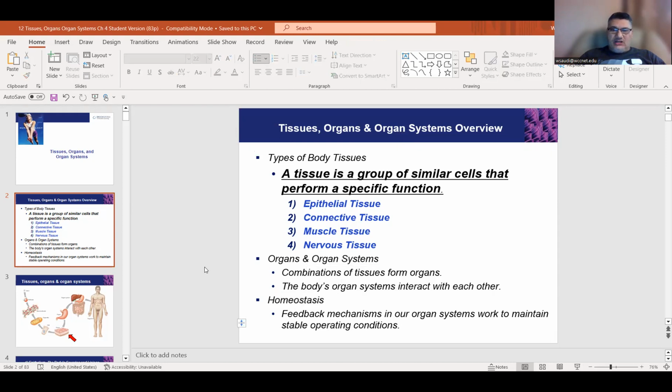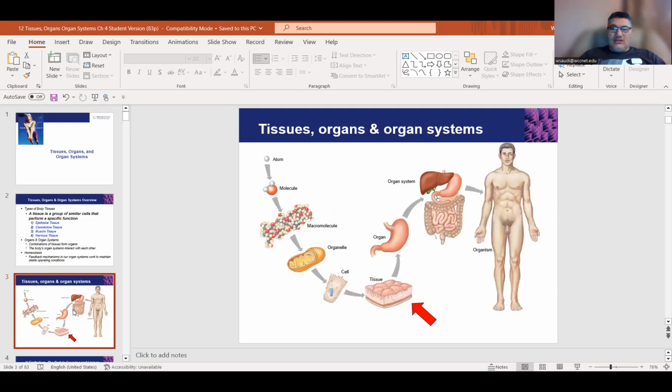Remember homeostasis? We talked about that already. Homeostasis: homogeneous, or stable environment, and stasis is to keep it. So keeping stable, or maintaining a stable environment or stable operating conditions in this case.